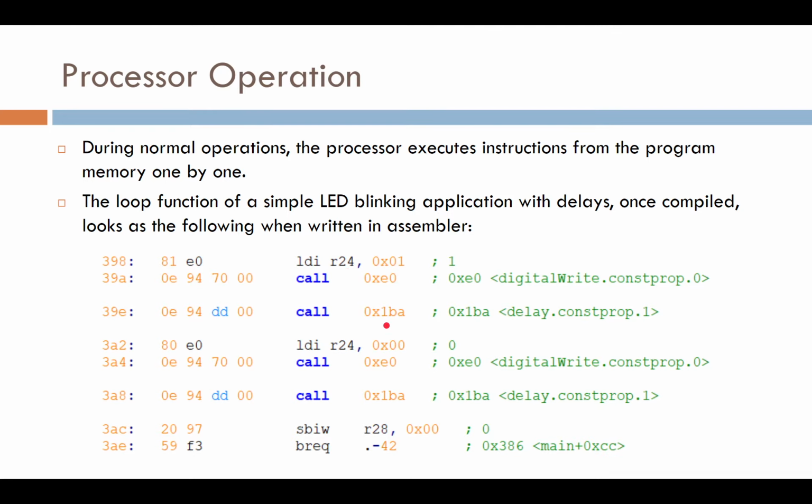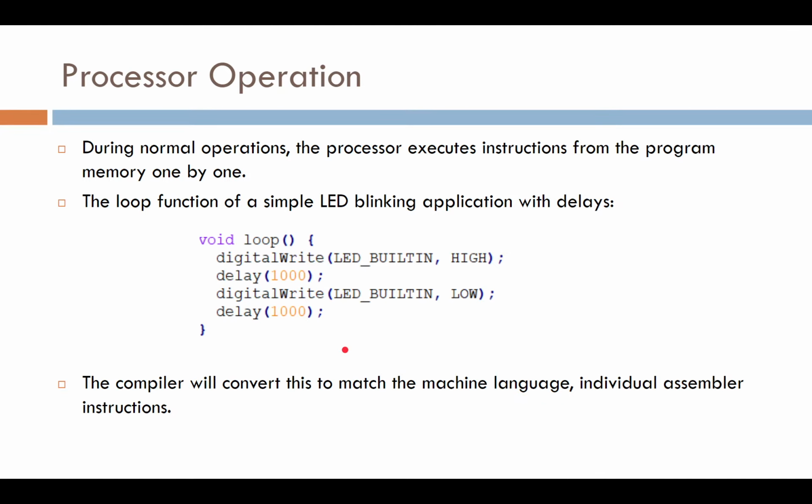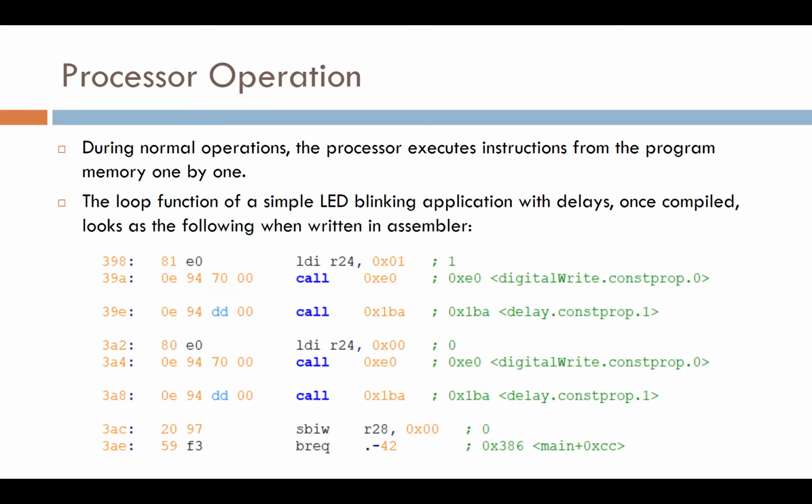And here we have the load data intrinsic 0 to register 24. So it looks like in here that high state means 1 and low state means 0, and basically that argument is saved into a register before calling.